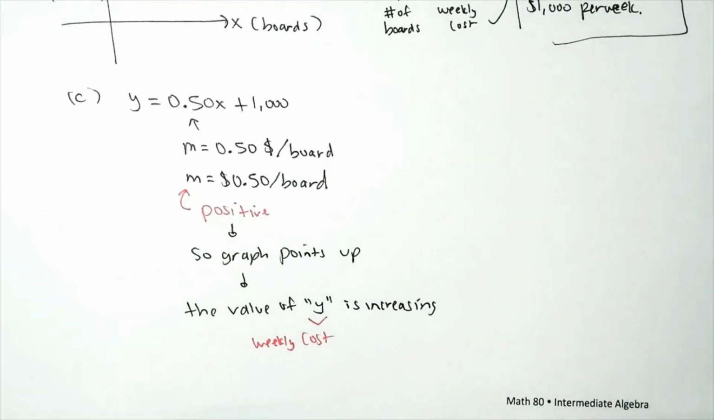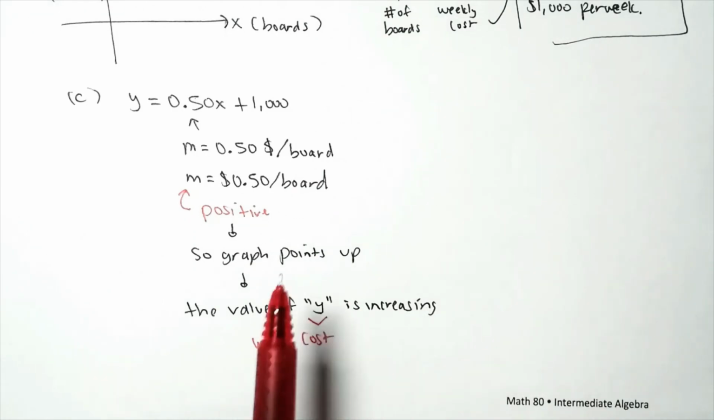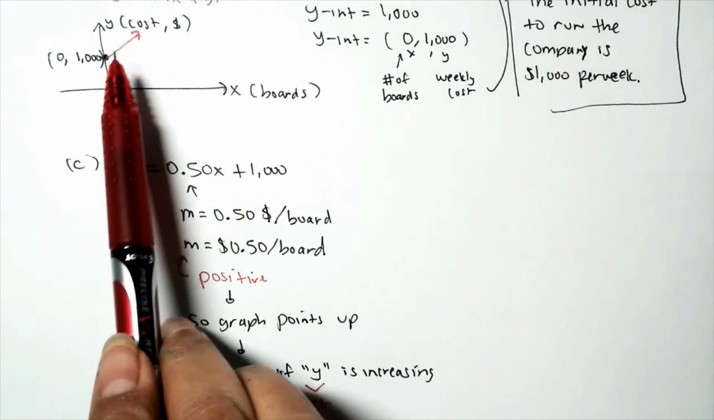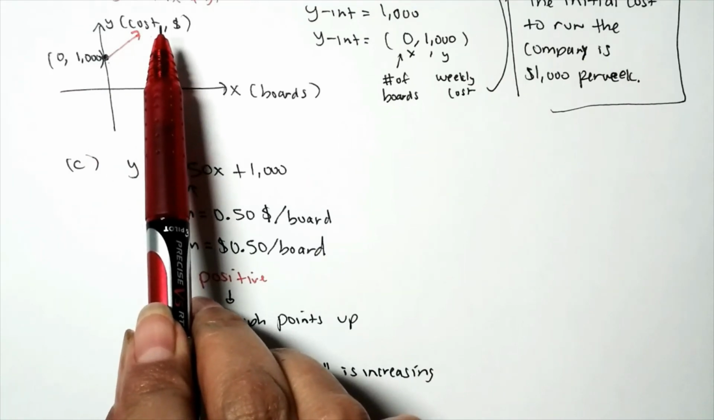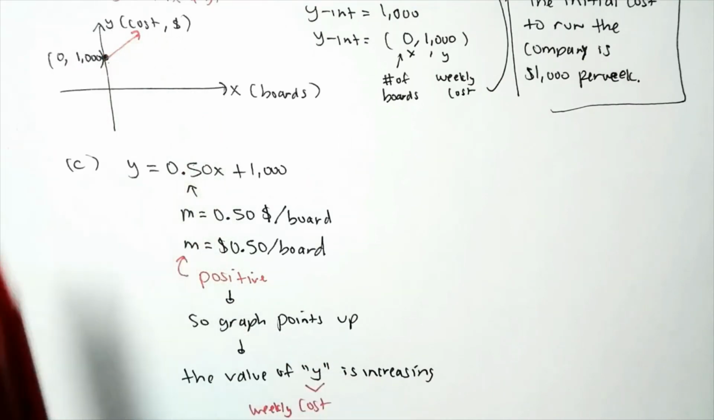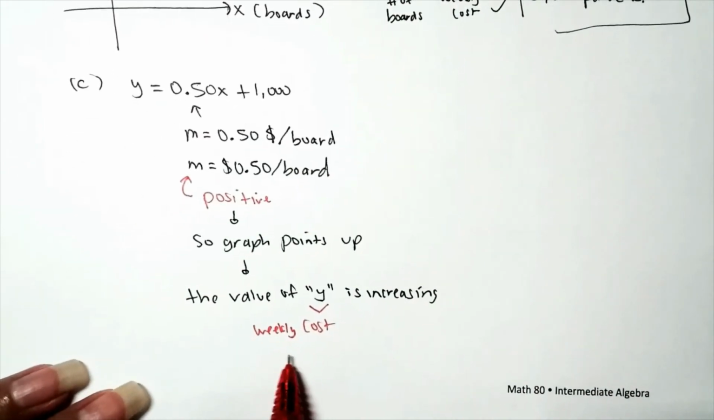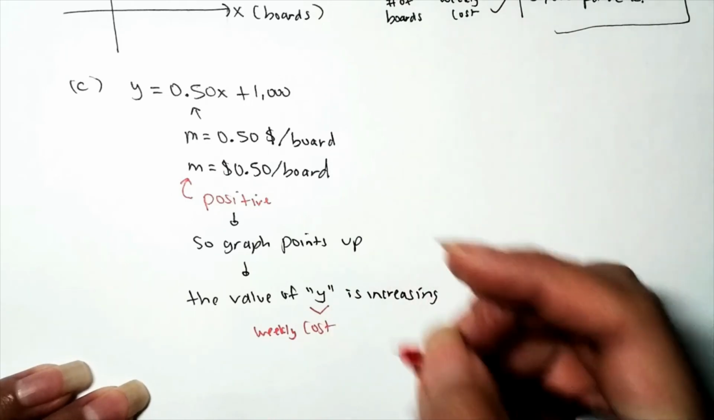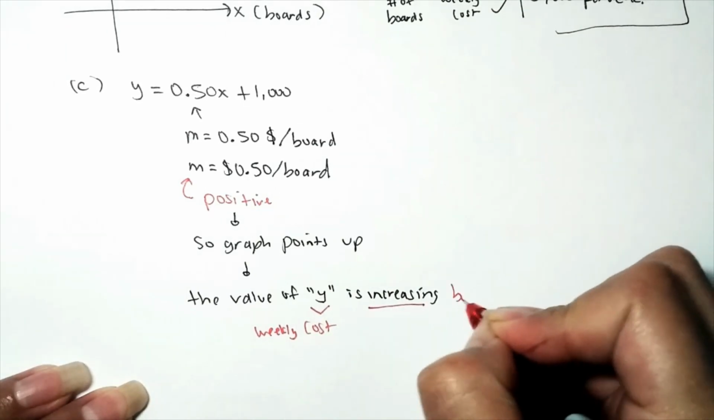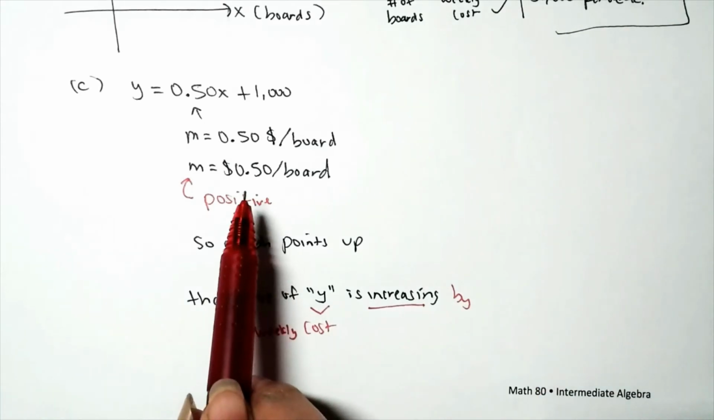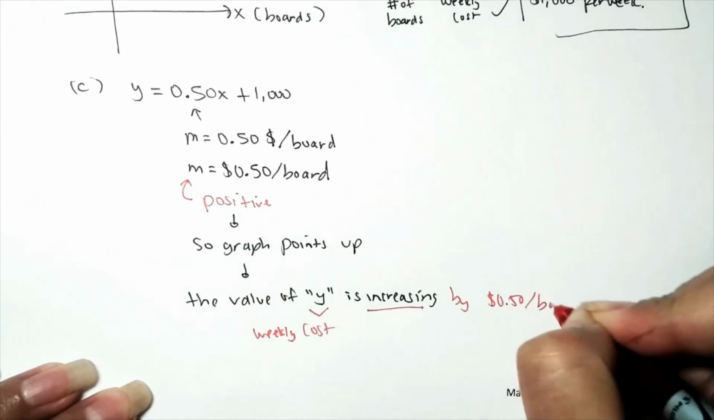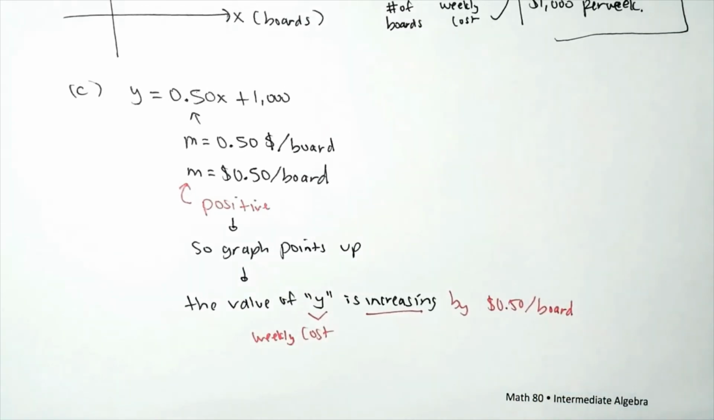Why do I say this over and over? Because I'm trying to scaffold. The slope is positive, which means the graph points up. If the graph is pointing up, something is increasing, the value of y. What does y represent? The cost, or weekly cost. So the slope tells us that the weekly cost is increasing. But it's increasing by what? It's increasing by whatever the slope is. It's increasing by 50 cents per board, and you can phrase it just like that.